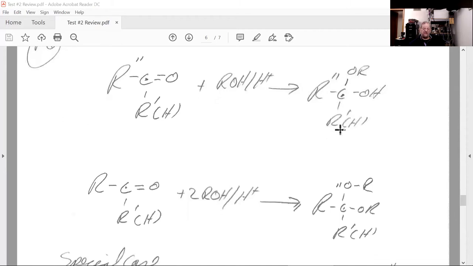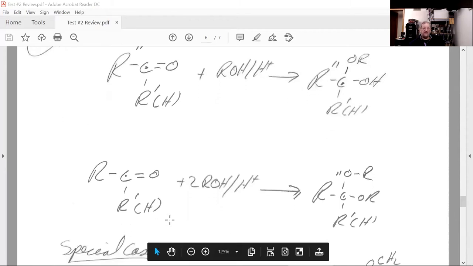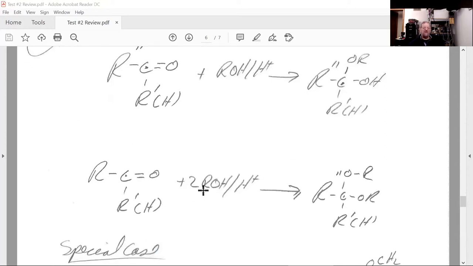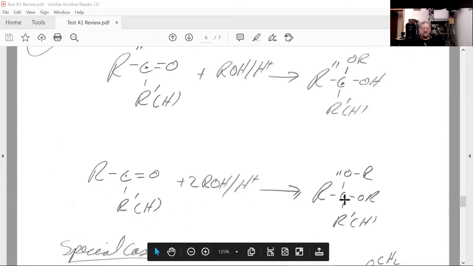Now, if you take a ketone or aldehyde and react it with two molecules of an alcohol, that's what this two is, with an acid catalyst, you now form an acetal or ketal. Keep your eye on the carbonyl carbon. What's attached to it is still attached to it, and you get two OR groups now attached to that carbon.